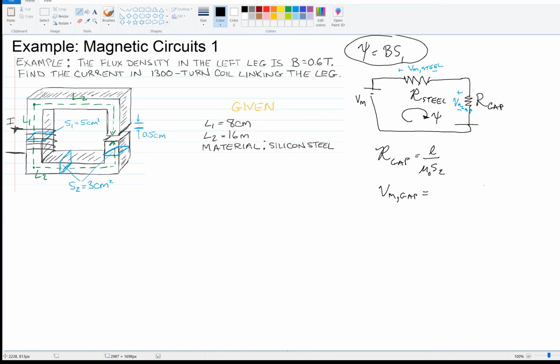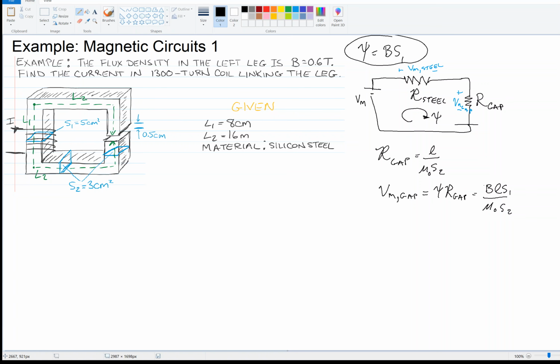So now this is the cool part. Now we think of our circuit analysis. How do I get the voltage across a resistor? I take the current through, multiply by the resistance. So how do I get the magnetic potential across this reluctance? I take the flux through, multiply by the reluctance. So we've got B times L times S1 over mu 0 times S2. Again, that's the magnetic potential across the gap.